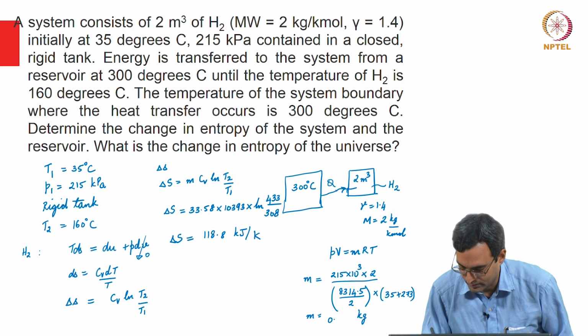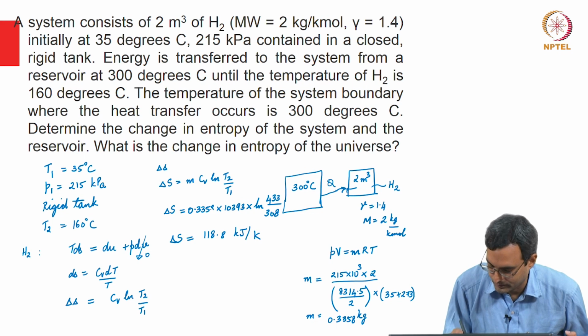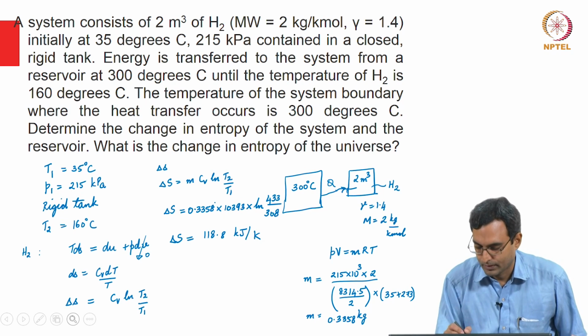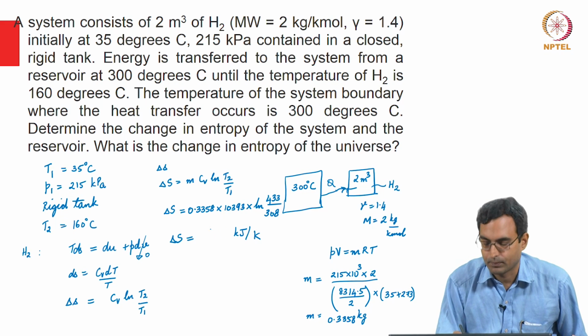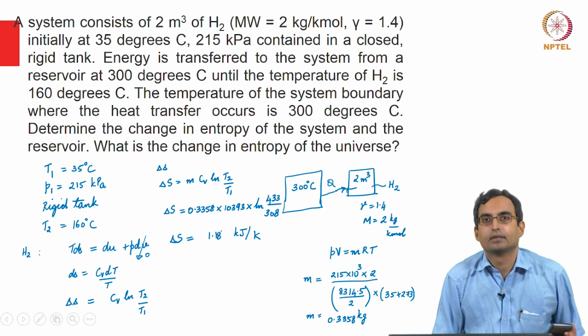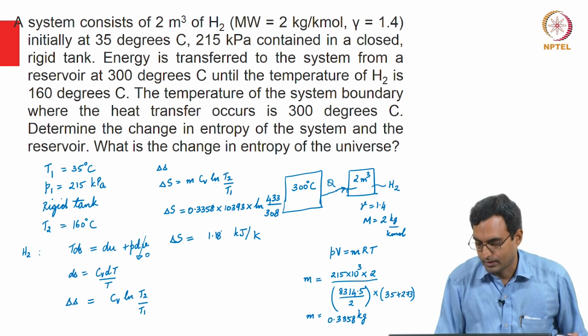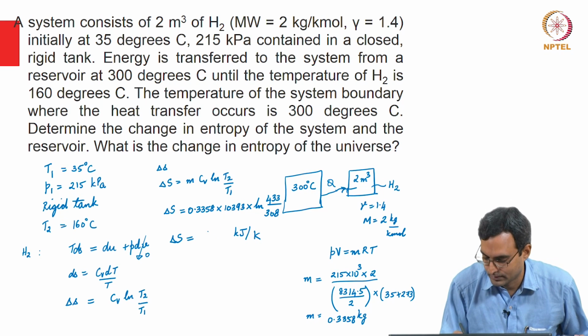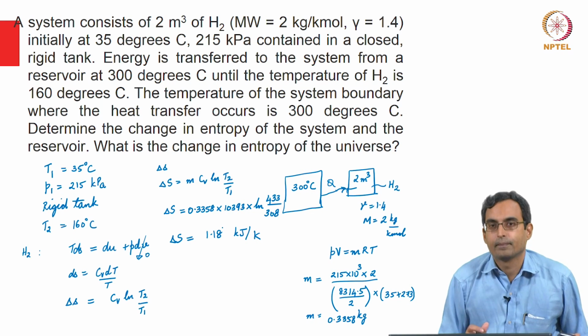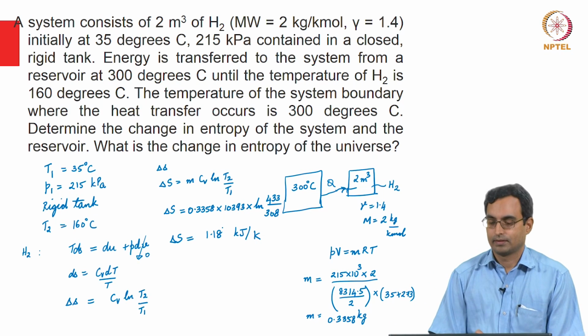So this is 0.3358. So this is 0.335. So I am guessing this comes out to be 1.18. I was using it as 33 and I got, I think, 118. So this must be about 1.18 kilojoule per Kelvin.